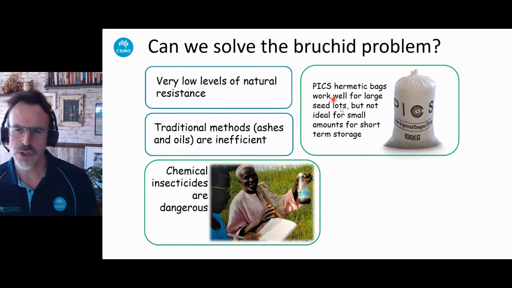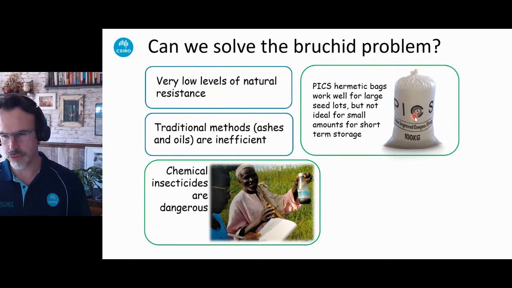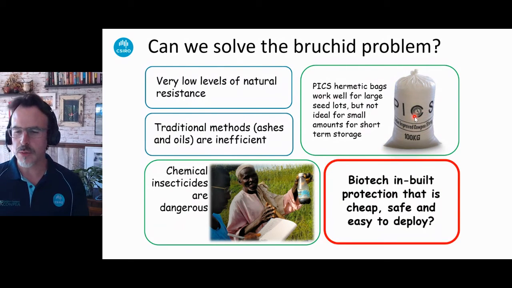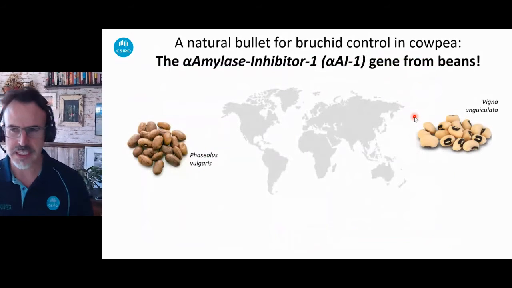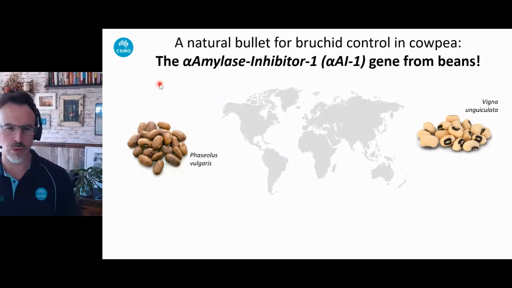There are some solutions that have been implemented, like these big bags. They are hermetic bags that suffocate the insect, but they are not that useful for large amounts of seeds, only for small amounts of seeds. So we want to use biotechnology. And there is already a tool that nature has given us, that is the alpha amylase inhibitor gene from common beans, from Phaseolus vulgaris.